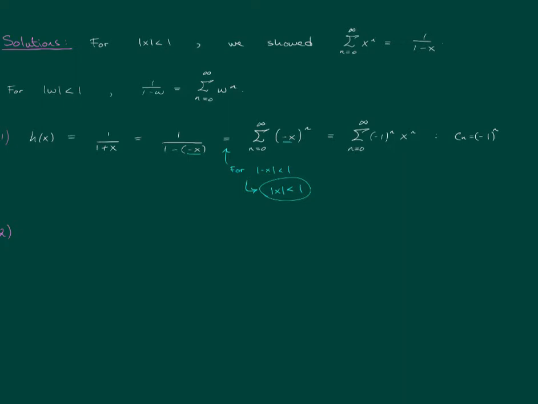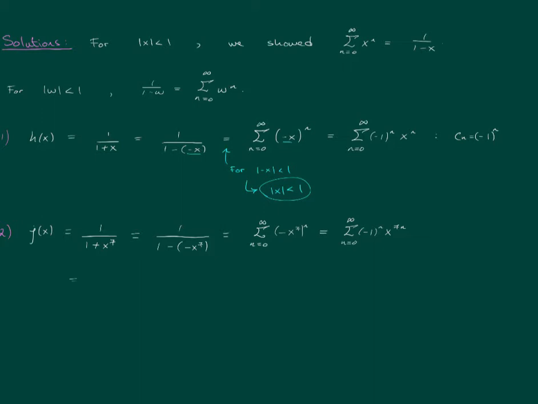Okay, move on to the second example. j of x is equal to 1 over 1 plus x to the 7, which is equal to, again, the same trick. We write x to the 7 as minus minus x to the 7. And this sum is n equals 0 to infinity of minus x to the 7 to the n, which is, separate them out again, minus 1 to the n, x to the 7n. It goes from 0 to infinity.